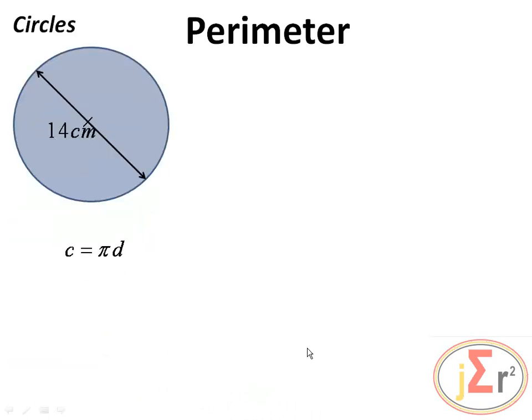In this particular case, the circle that we have there, it is the diameter that is given. So C is equal to pi d. So C is equal to 22 over 7, and the diameter of that circle is 14 centimeters. So 14 divided by 7 is equal to 2. So we're going to divide this. 7 into 14 is 2.